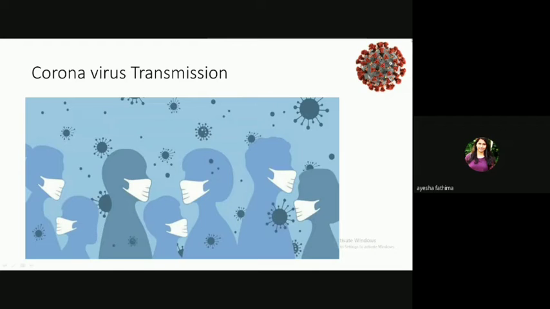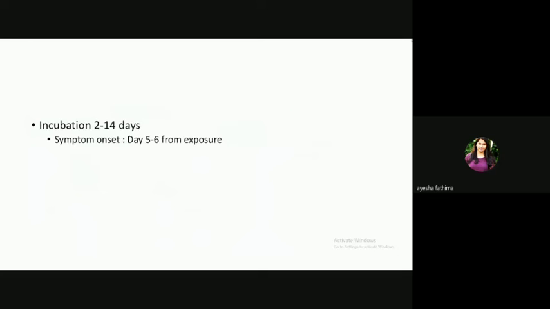Now let's talk a little bit about coronavirus transmission. So we all know how it has spread and how it has affected the community, but we'll go a little bit into more detail. So what is an incubation period? Once a single virus comes inside the body, it takes a certain time to multiply. That is called the incubation period. The total incubation period is basically 2 to 14 days.